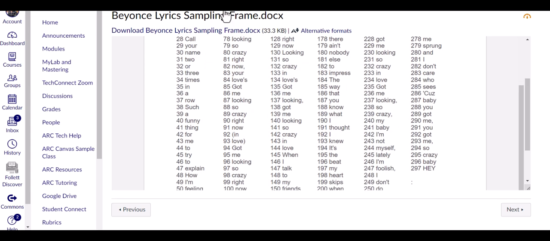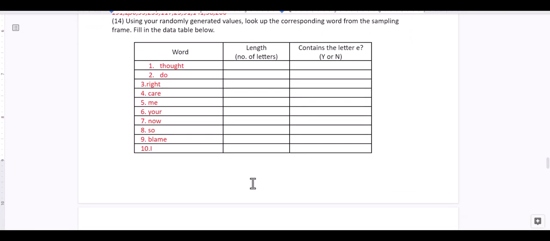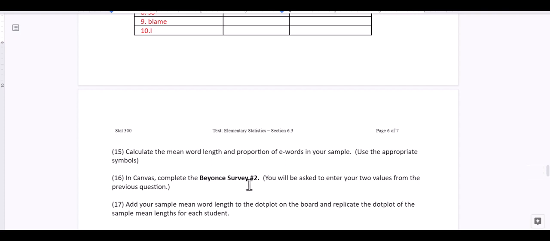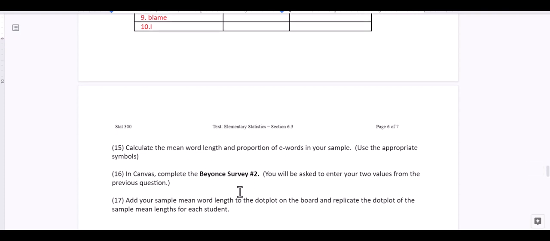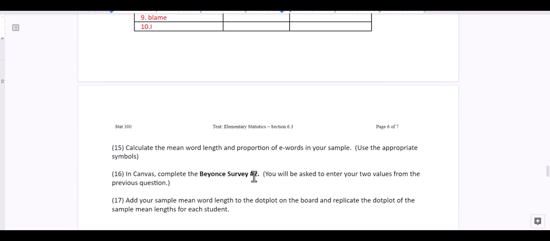And so go through your words, and I think you already did, because I can see people already filled out the survey number 2. So then go to Beyonce survey number 2, fill it out, and now go to StatCrunch and find the data for Beyonce survey number 2. And then we'll look at the dot plot there.